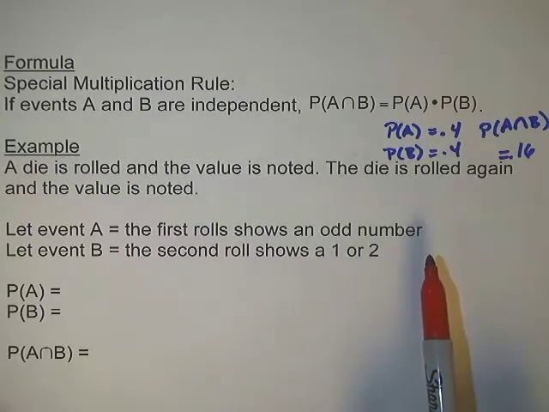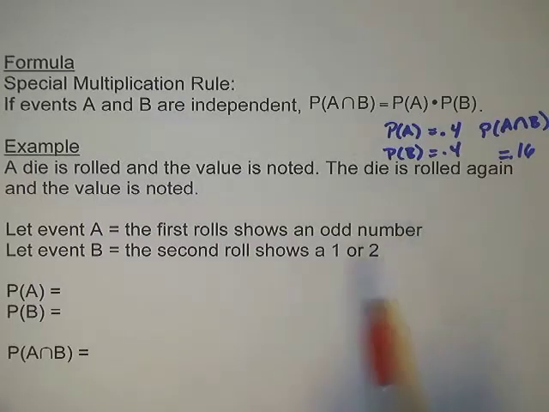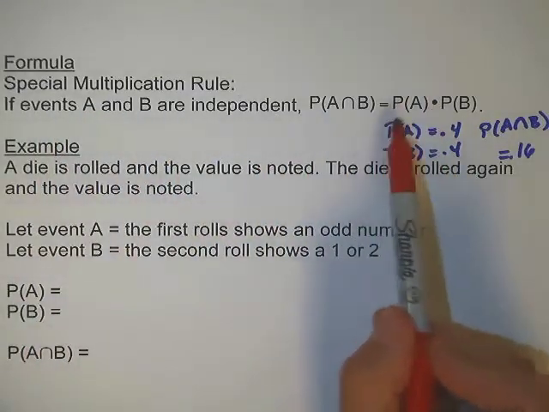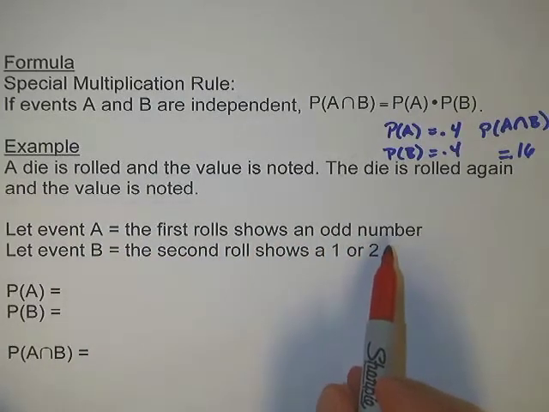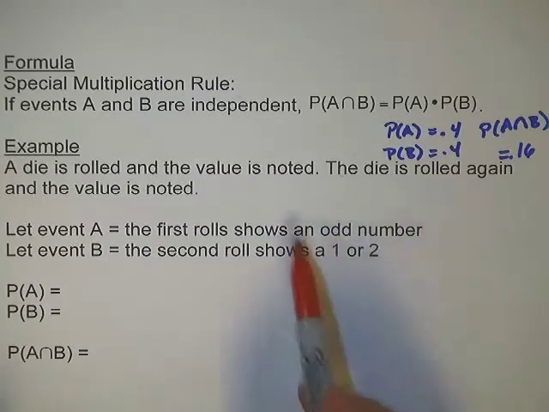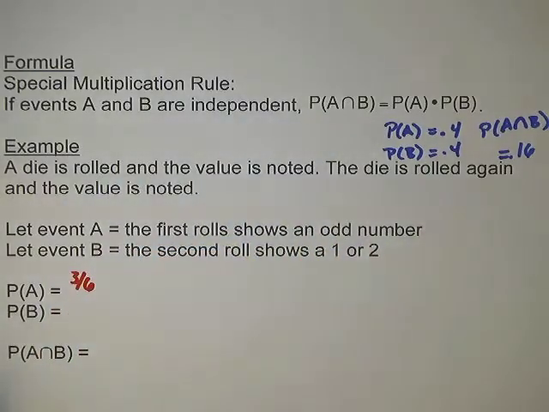And no. When you roll a die, the outcome from the first has no bearing on the second die roll. So A and B are considered independent. So we can use the multiplication rule, but in order to use it, we need the probability of A and the probability of B. So the probability of A, shows an odd number: there are 6 possible rolls on a die. 3 of them are odd. So the probability of A is 3 out of 6.